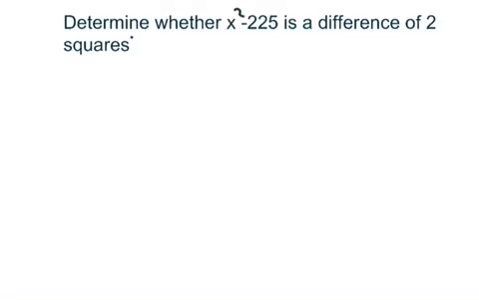So, you're going to want to determine whether x squared minus 225 is a difference of two squares. So basically what you want to do is look at these two numbers right here, and determine if those two are perfect squares. So are these two numbers perfect squares? The answer is yes. What are the perfect squares? Well, x and 15. Of course. So x squared minus 225 is the difference of two squares.